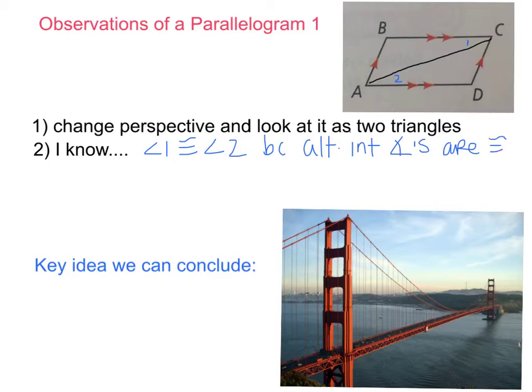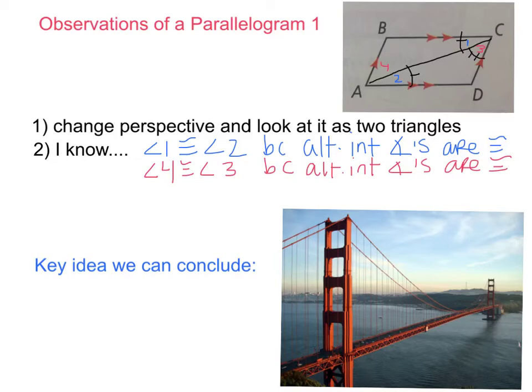Okay, if that's true, aren't these angles congruent too? Here's angle 3 right here, and here's angle 4. Aren't those alternate interior angles for AB and CD? Yeah, they are. So I can say angle 4 is congruent to angle 3 for the same reason: alternate interior angles are congruent. Okay, so let's mark this on our diagram. Angle 1 is congruent to angle 2, and angle 3 is congruent to angle 4.